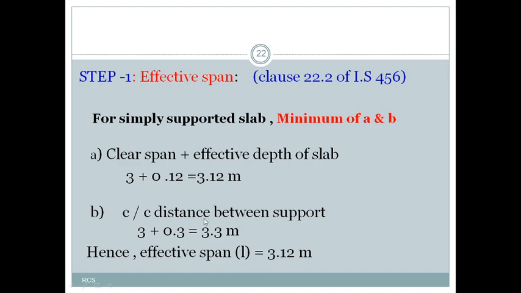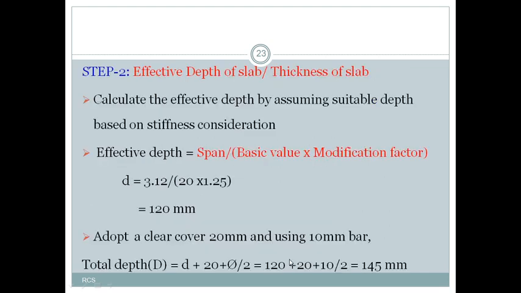So what is the minimum value? That is 3.12 meters. Hence provide the effective span as 3.12 meters. Then we have to calculate the effective depth, or you can say the thickness of the slab. We have calculated based on this formula that small d is 120 mm and the overall depth is 145 mm. Right.